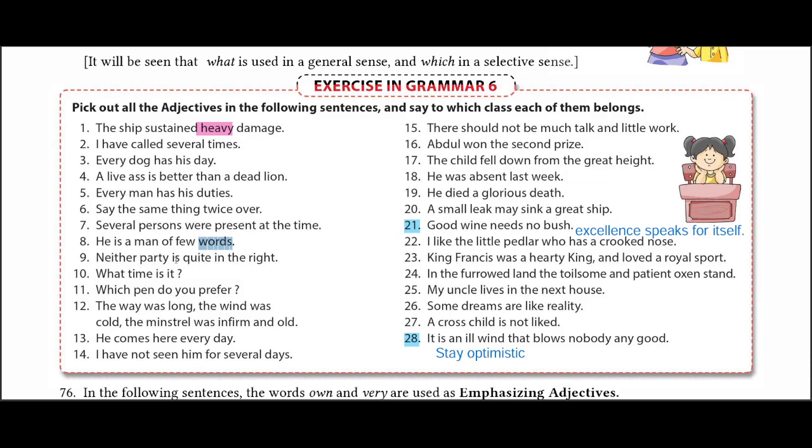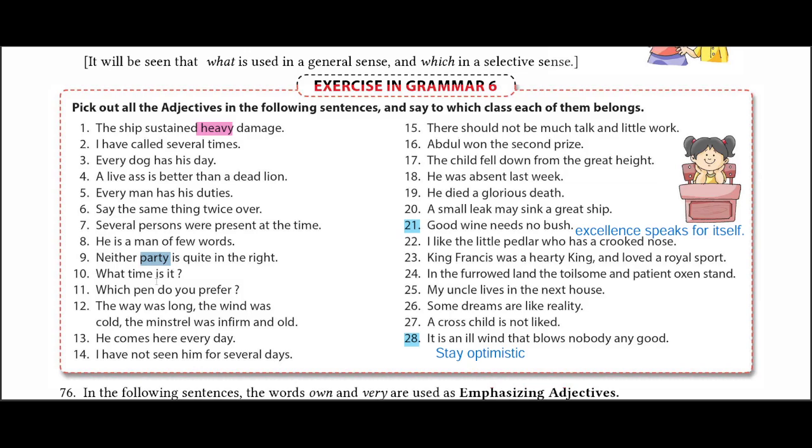Neither party is quite in the right. Party is a noun, and it is not one party. Look at the sense of the sentence. It's two parties. Neither party. So neither refers to both of them. So it is a distributive numeral adjective.